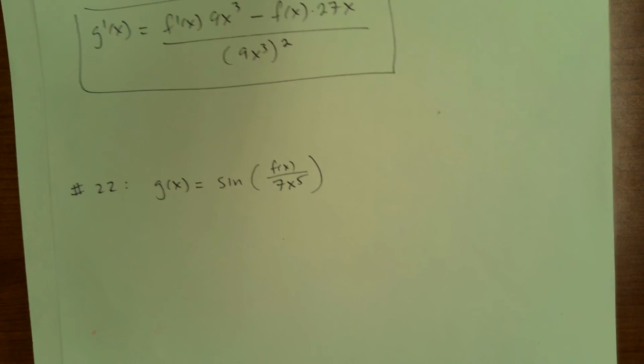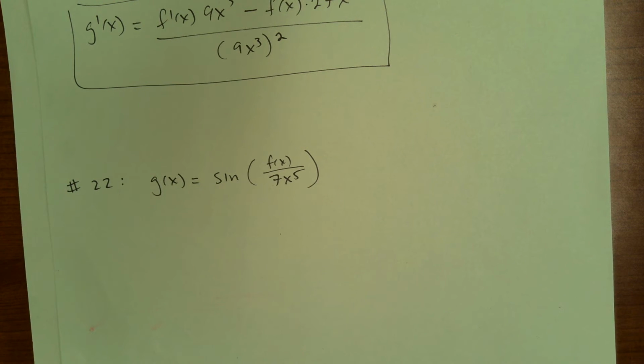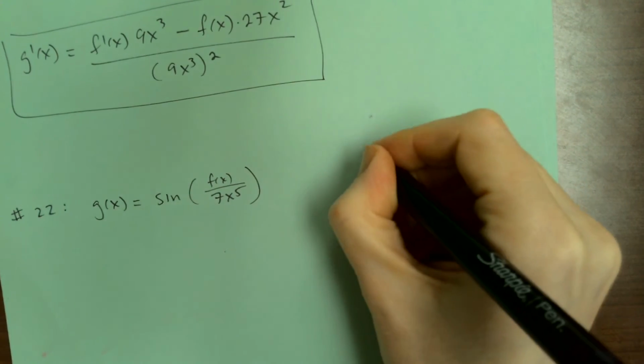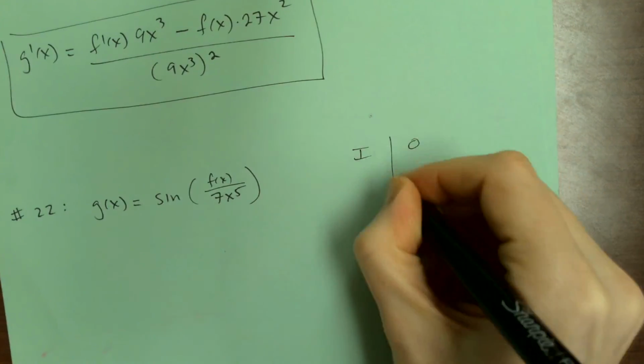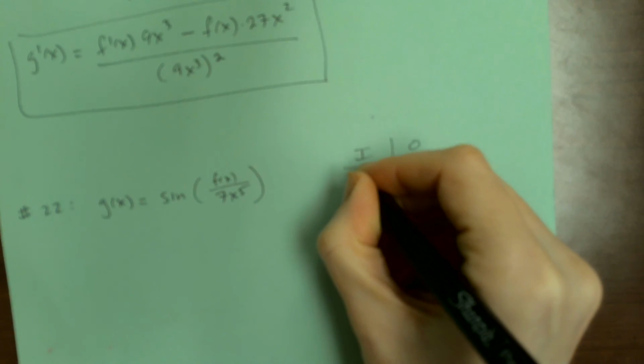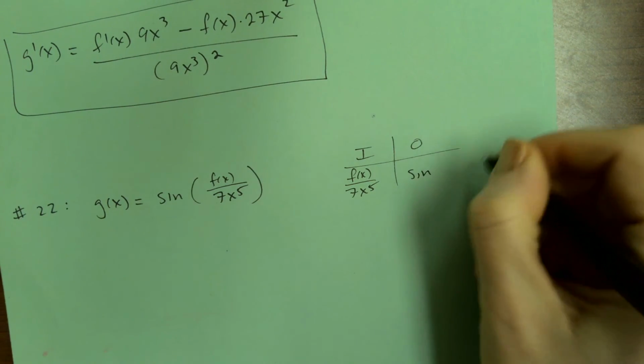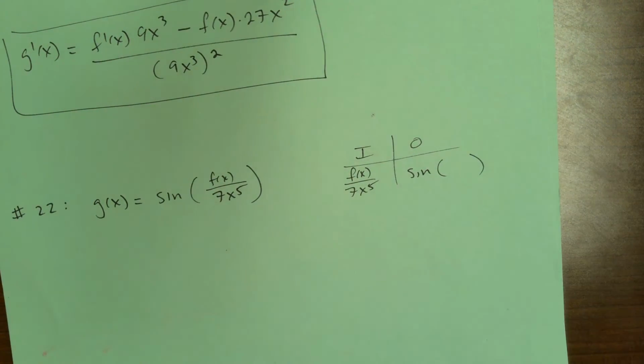Now this one, at first glance, is the entire function a quotient? Is the entire function a product? Or is the entire function a composition, meaning there's an inside and an outside function? The answer is composition. So this is a chain rule situation. So inside, outside. So the inside is f of x over 7x to the 5th. The outside is sine of blank. Okay.